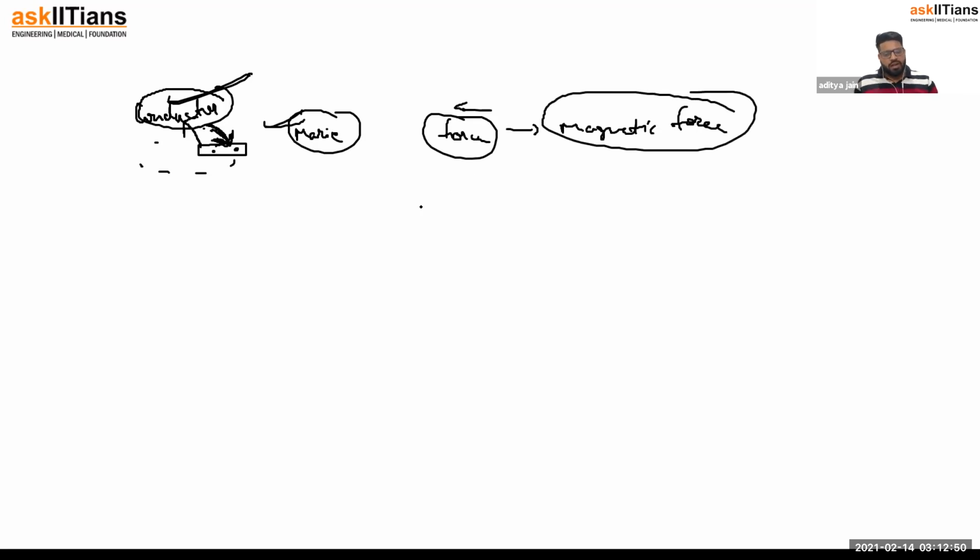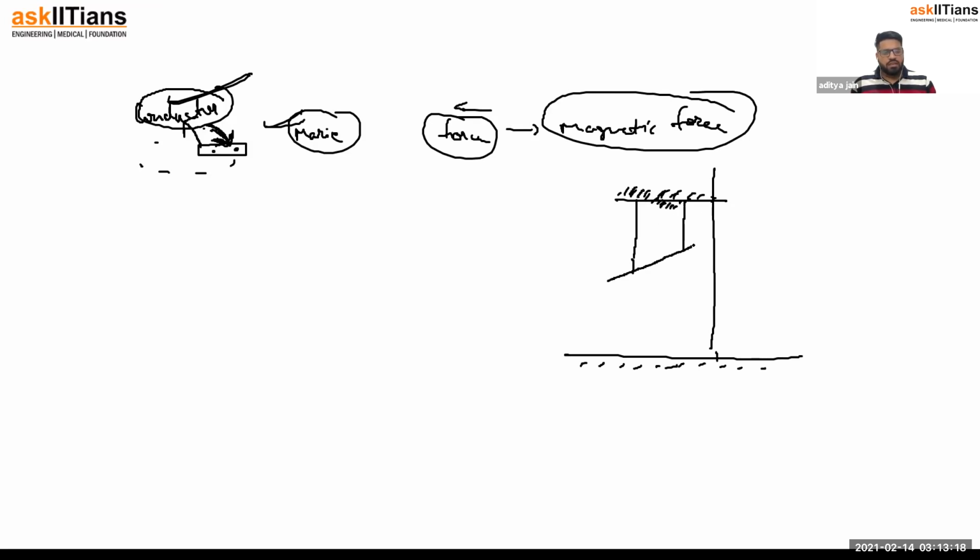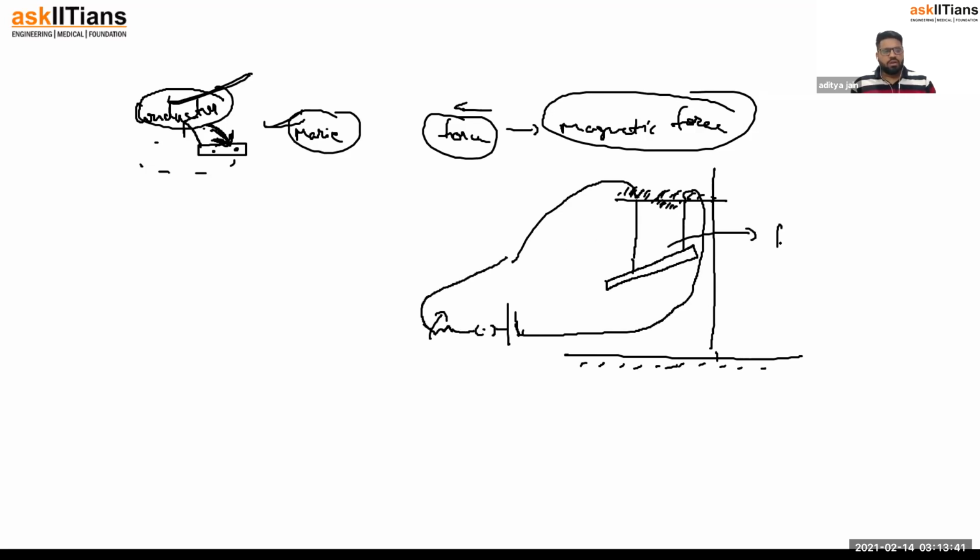To understand that magnetic force, an experiment or activity was done. A stand was taken, and a small aluminum rod was hanging horizontally by two connecting wires. These wires were connected to an external circuit having a battery, a key, and a rheostat, or you can say variable resistance. This was the complete circuit. A horseshoe magnet was taken such that the direction of the magnetic field was upwards.